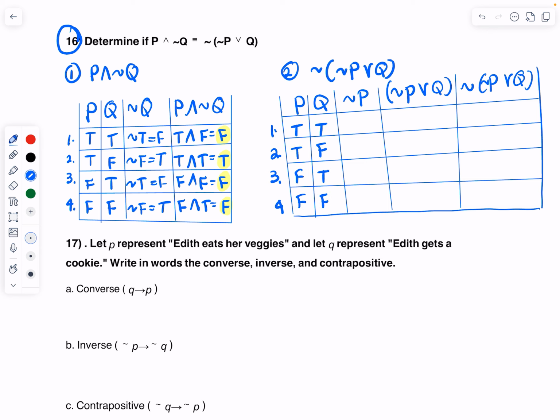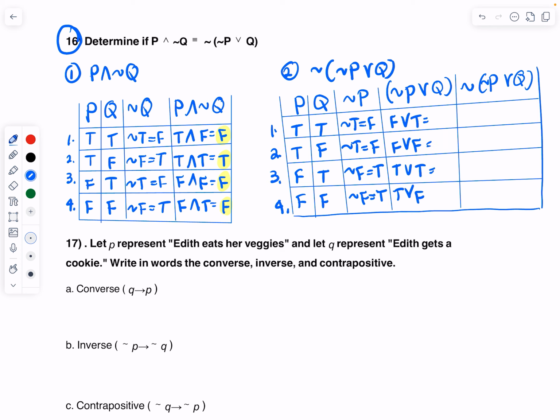Negation P, so I'm going to negate true and get false. I'm going to negate true in line 2 to get false. In line 3, I'm going to negate false to get true. And in line 4, I'm going to negate false to get true. So I have false, false, true, true. And I'm going to recopy that down because I need it for the next one. And I'm going to put an or symbol, and then I'm going to copy down the Q column, which is true, false, true, false.